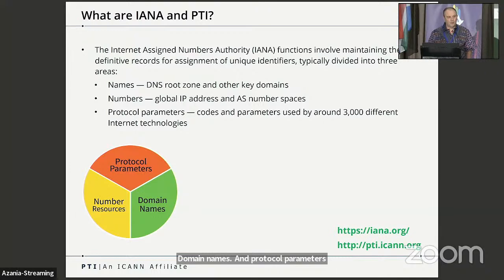Now, most people don't think about the protocol parameters, but some that you as engineers will know are things like port numbers and private enterprise numbers. There's a few others, but there are about 3,000 different types of protocol parameters used on the internet, and the IANA is pretty much the home for all of them.